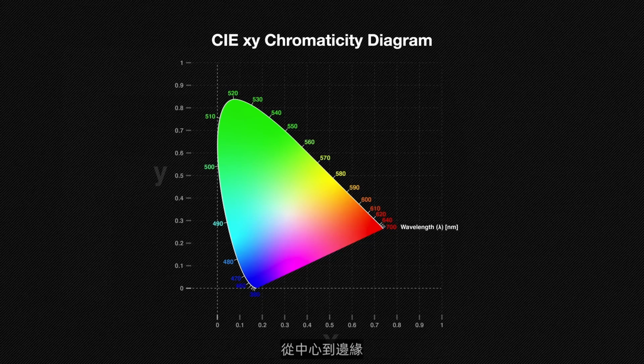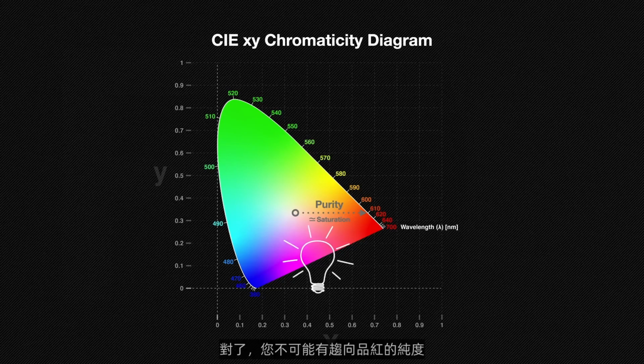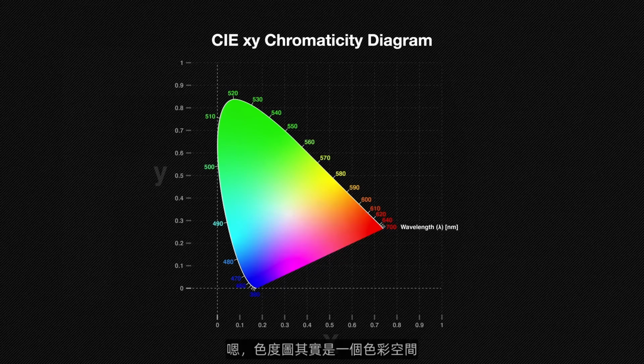So from that center to the edges, we have something quite similar to the concept of saturation, but in the spectral locus, we call it purity, which refers to the predominance of one single pure wavelength. By the way, you cannot have purity towards magenta, because there is no wavelength in the line of purples. But you can have saturation. See the difference? Well, this chromaticity diagram is actually a color space, and not just any color space.